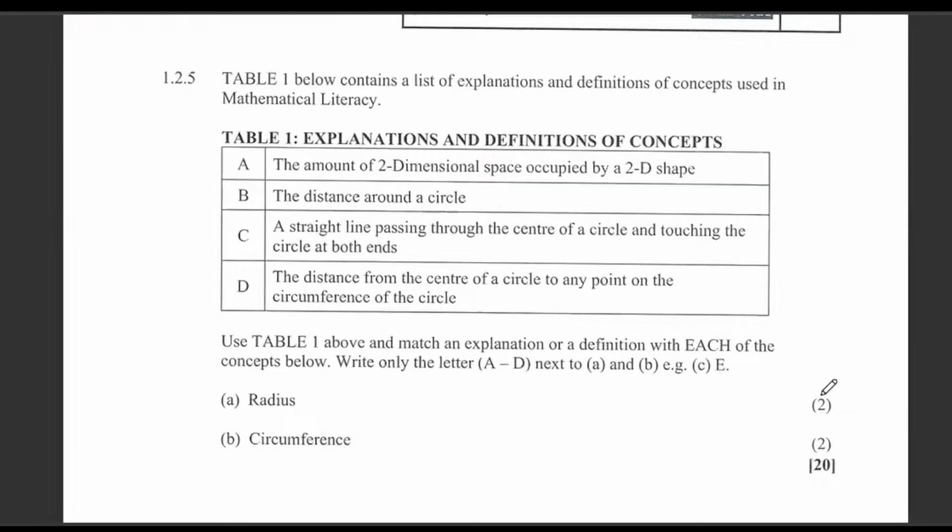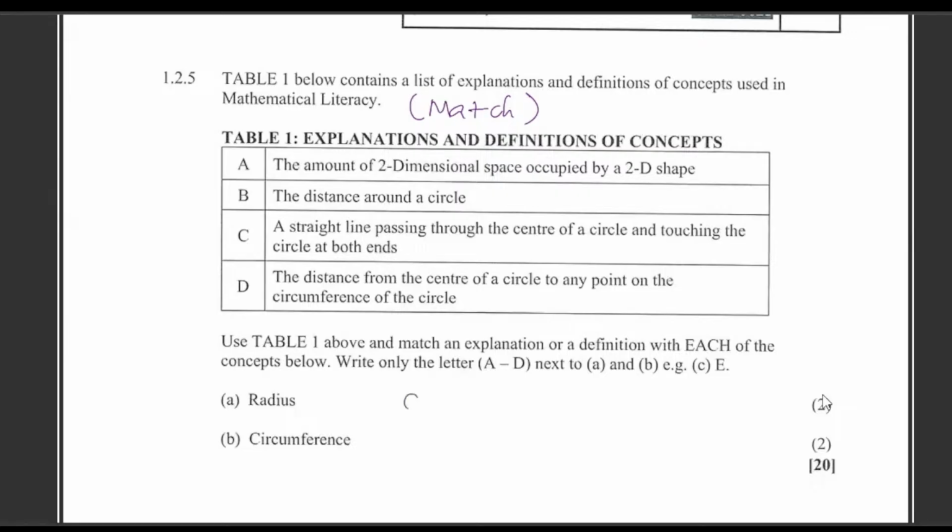1.2.5. Table 1 below contains a list of explanations and definitions of concepts used in mathematical literacy. So see, the moment you hear this, you just know that we need to match here. We shall have to match the correct answers. Anyway, we are looking at the table here. They're telling us table 1 above. So use table 1 above and match an explanation or definition with each of the concepts below. Write only the letter A to D next to the concept.